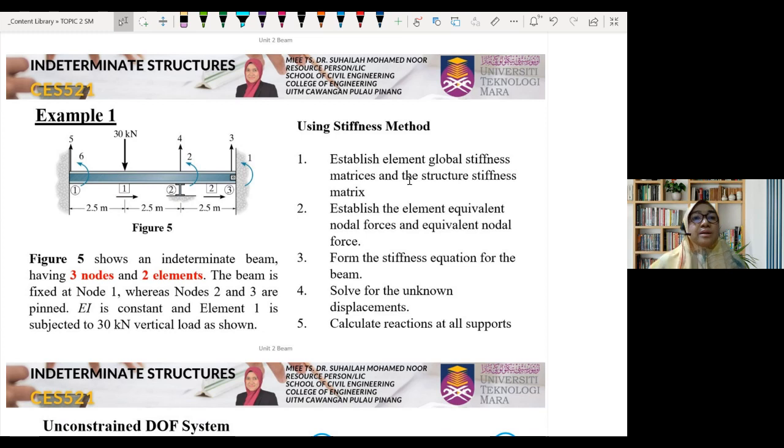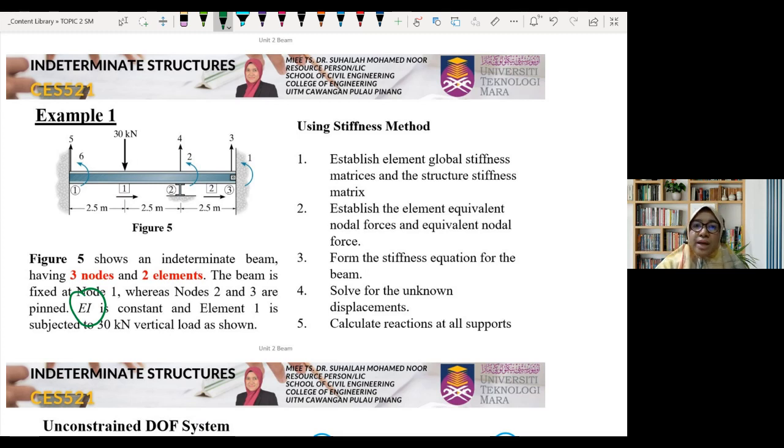Okay, this figure in example 1, figure 5 in example 1. Figure 5 shows an indeterminate beam having 3 nodes and 2 elements. The beam is fixed at node number 1, whereas node number 2 and node number 3 are pinned. So every time you must read the question carefully. Node number 1 is fixed, node number 2 and node number 3 are pinned. EI constant, and element number 1 is subjected to 30 kilonewton vertical load as shown.